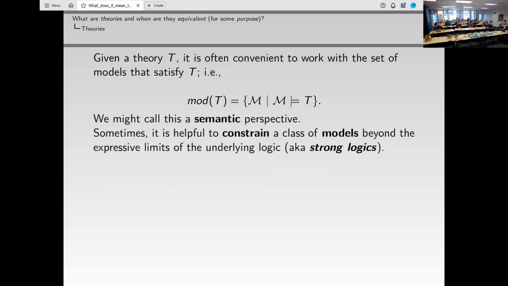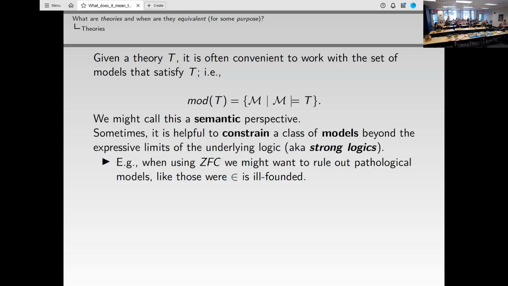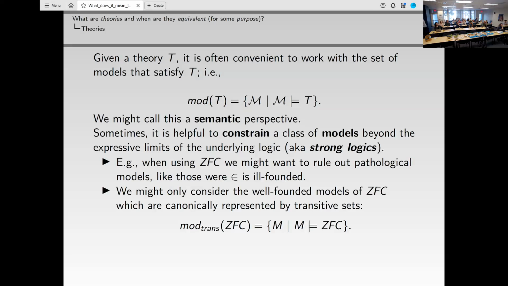Sometimes we want to go even further. We want to constrain the class of models beyond the expressive limits of first-order logic. I'll call these strong logics because I've got a set theory background. So that's what I would call them, but there are other ways of talking about it. So for example, if we're using a theory like ZFC, we might want to rule out the garbage models that are ill-founded because we don't think that's what ZFC is about. So we want to restrict ourselves to the well-founded models, which are then canonically represented by these things called transitive sets. So we might call this Mod-trans. It's going to give us the transitive models of ZFC rather than the ones that have ill-founded parts.